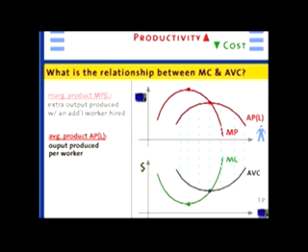However, there's one other relationship that's important also, and that is the relationship between marginals and averages. When the marginal is above average, it pulls it up. When the marginal is below average, it pulls it down.